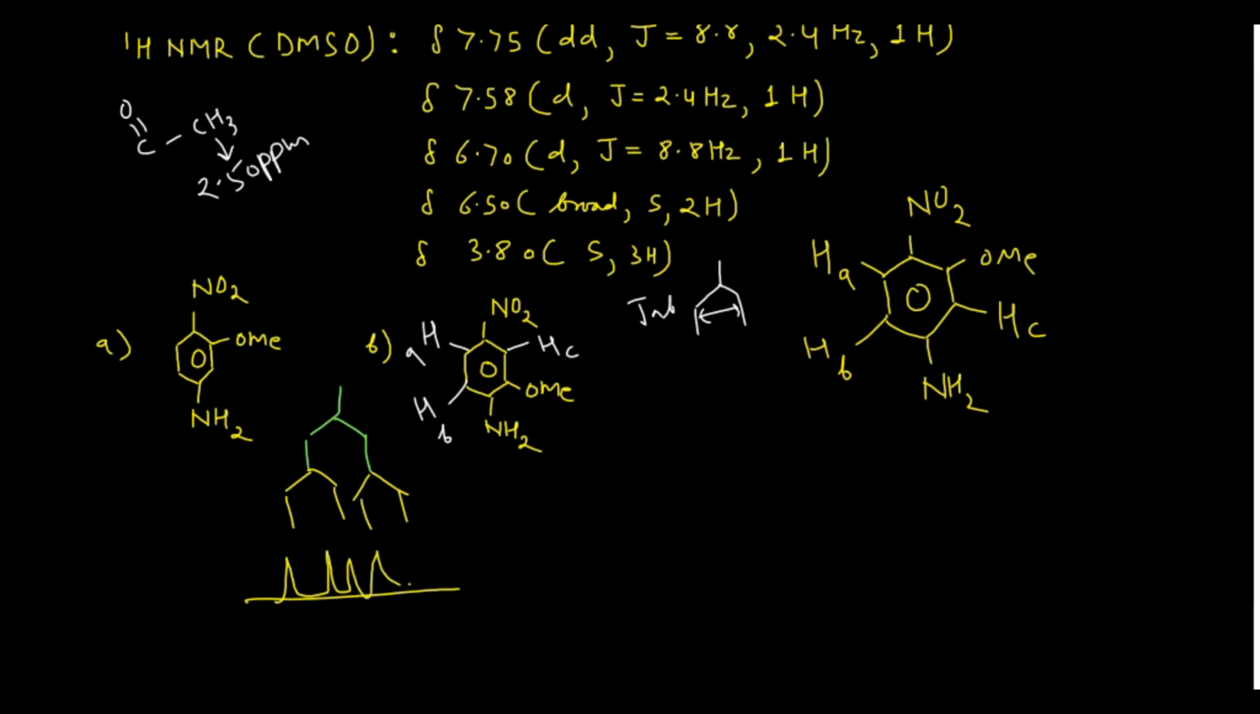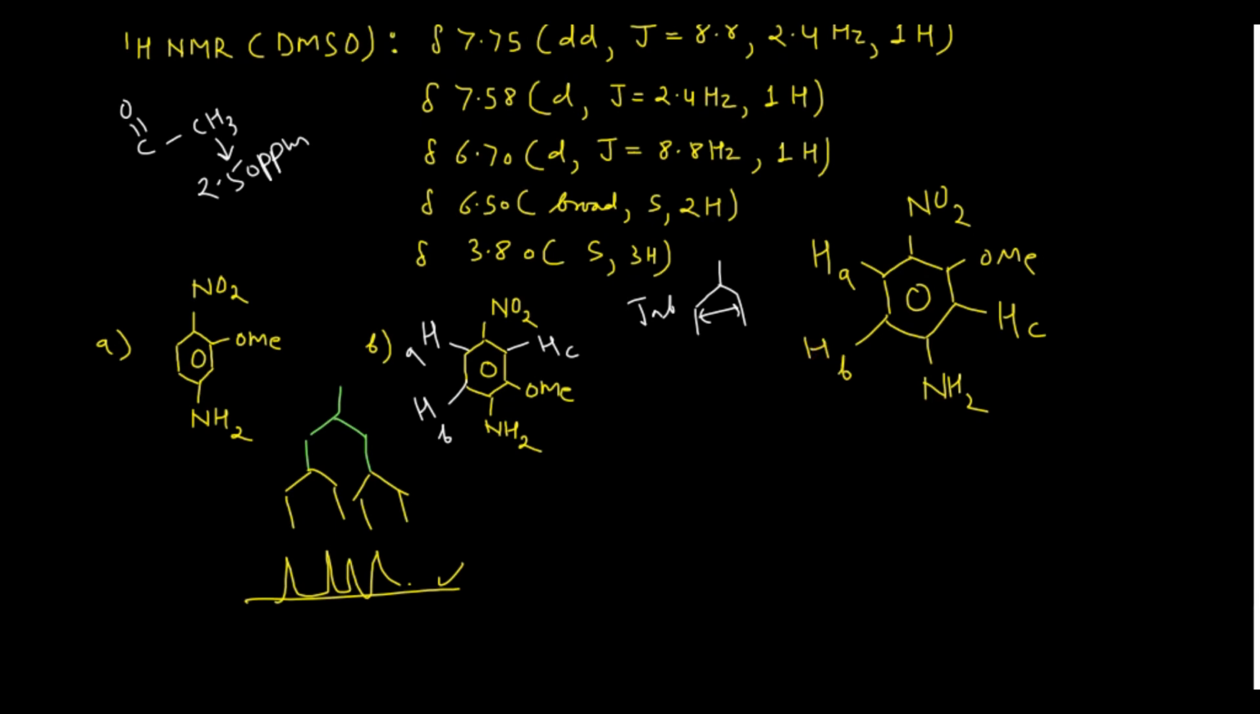Right, like that you are having the pattern. So this is producing only a doublet, and this is producing a doublet of doublet. Now you can go for this HB. HB can couple with this one, that is ortho coupling, and this HB can also couple with this one, meta coupling. So this HB will also give you a doublet of doublet.